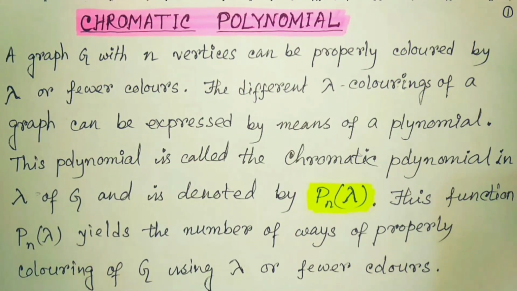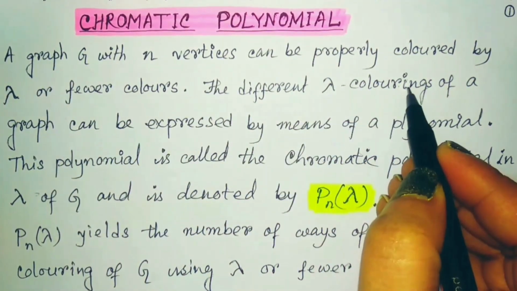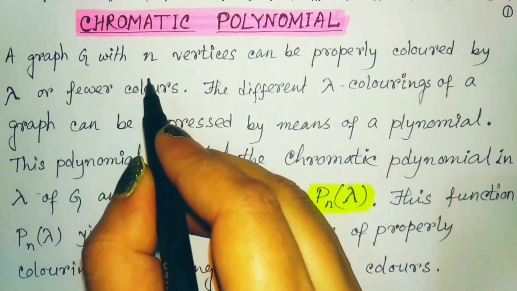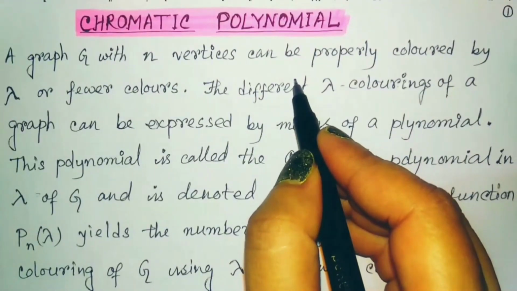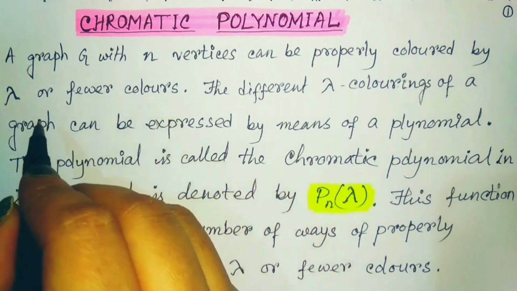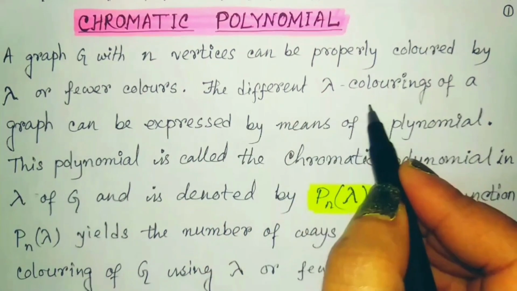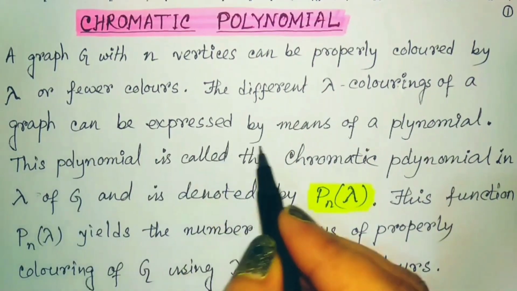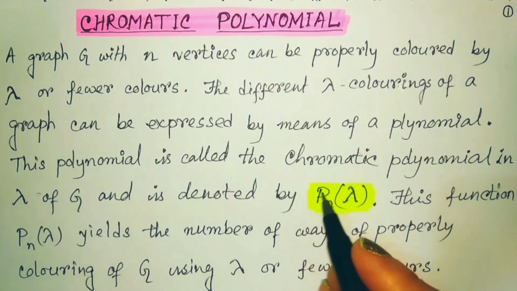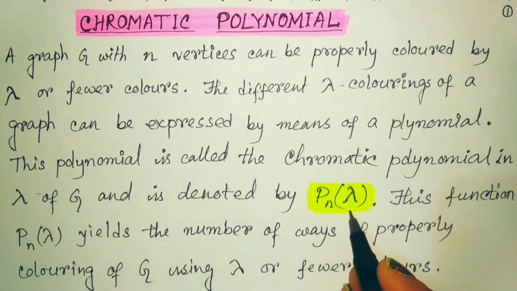So what is the chromatic polynomial? If a graph G with n vertices is given, then it can be properly colored by lambda or fewer colors. Lambda is the number of colors. The different lambda colorings of a graph can be expressed by means of a polynomial. This polynomial is called the chromatic polynomial in lambda of G and it is denoted by P(lambda).